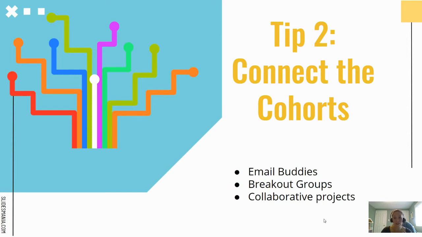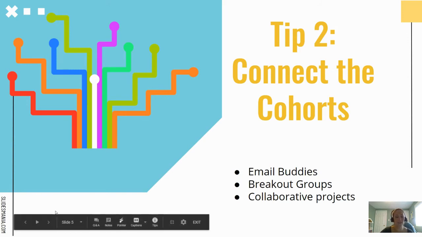Email buddies. Give each student, a student from cohort A and a student from cohort B, an email buddy so that someone is in class and they can connect that learning. Breakout groups that mix the cohorts or collaborative projects that mix the cohorts, that allow for both groups of students to work together through digital settings, can allow for them to feel connected like a whole class.